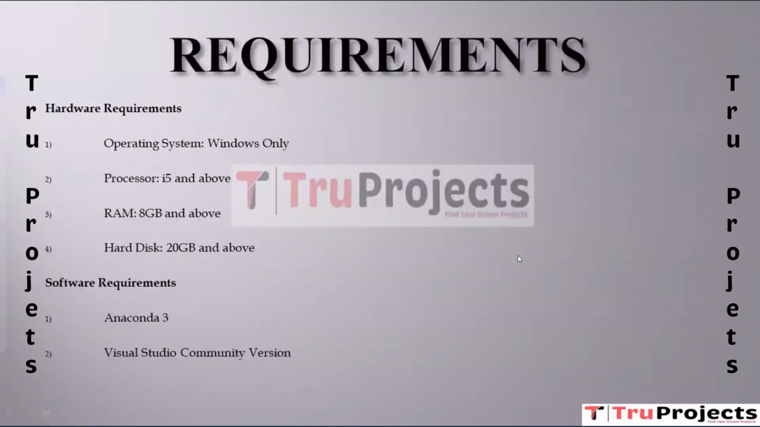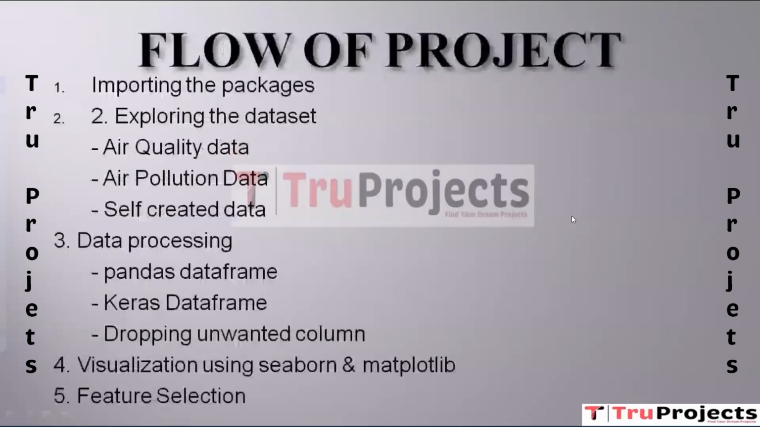So now coming to the requirements part, here we have two types of requirements, that are hardware requirements and software requirements. In hardware requirements, operating system Windows is required. Processor i5 and above. Minimum 8 GB of RAM is required. Hard disk 20 GB and above. Coming to the software requirements part, Anaconda 3 is required. Visual Studio Community version is required.